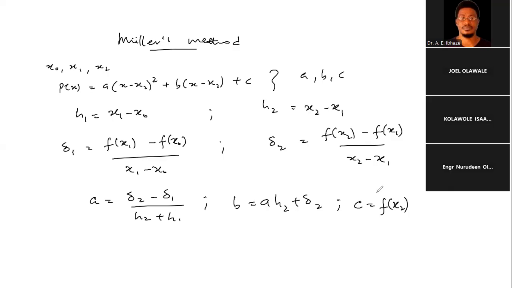And now the roots of the quadratic equation, because we already have a quadratic polynomial, can be evaluated by x3 being the same as x2 minus 2c divided by b plus or minus the square root of b squared minus 4ac. Once again, the sign is chosen to ensure that the denominator is maximized to avoid numerical instability. And so now we're going to look at an example.